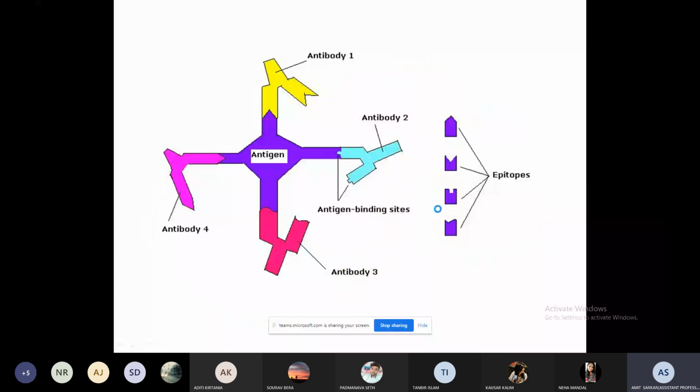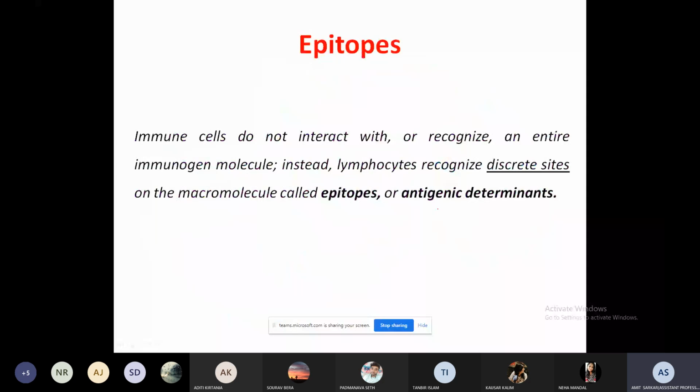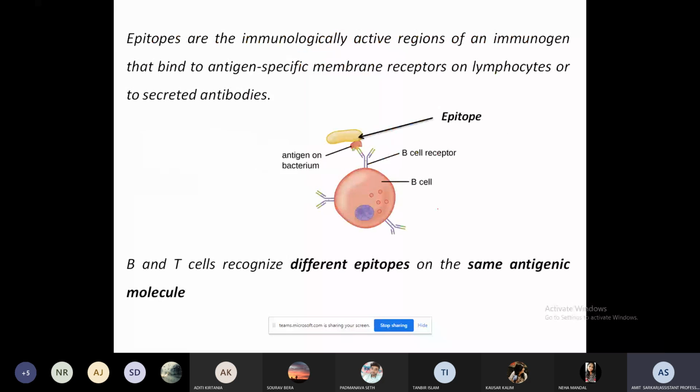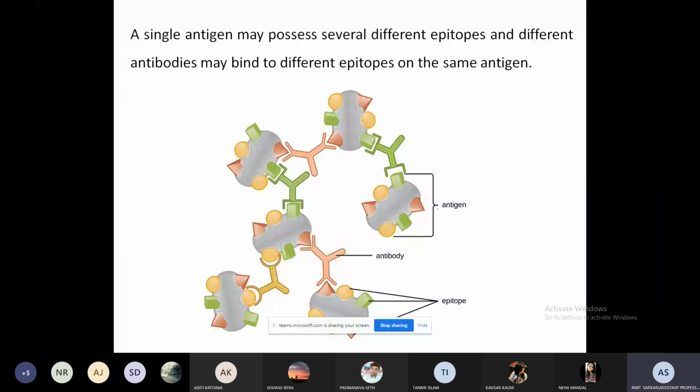So once again, regarding epitopes, immune cells do not recognize an entire immunogen molecule. Instead, lymphocytes like B cells and T cells only recognize small discrete sites on the macromolecule, that means protein, carbohydrate, fat, etc., called epitopes and also called antigenic determinants. B and T cells recognize different epitopes on the same antigenic molecule. A single antigen may have one, most of the time more than one type of epitope, and different antibodies bind to the different epitopes.